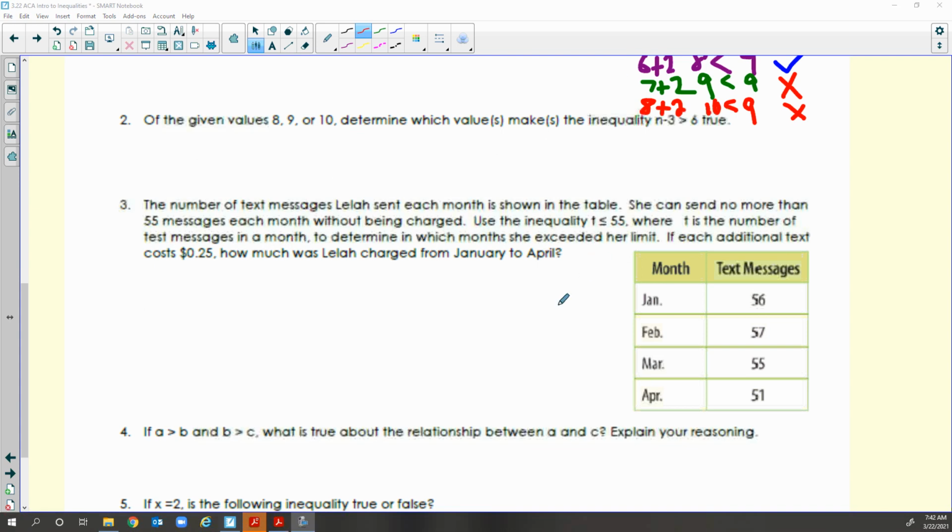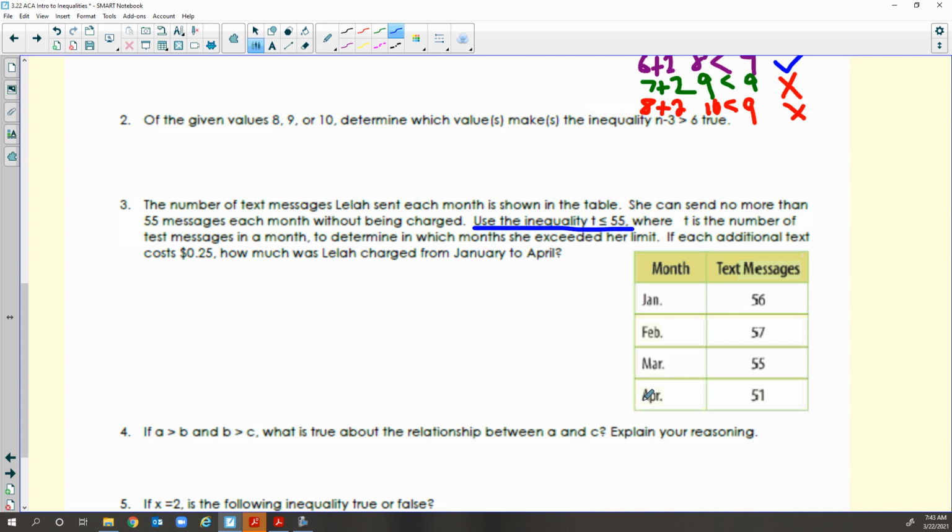All right, so here we go. Number 3: the number of text messages Leah sent each month is shown on the table. She can send no more than 55 messages each month without being charged. Use the inequality T is less than or equal to 55, where T is the number of text messages in a month, to determine which months she exceeded her limit. Okay, this is very important. I'm actually going to stop right there before going on to the rest of it.